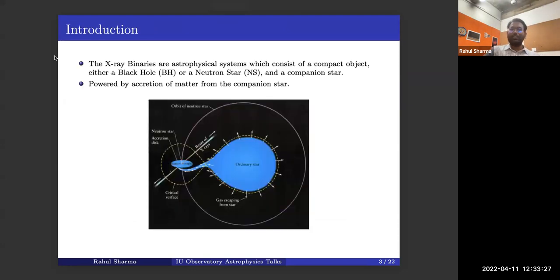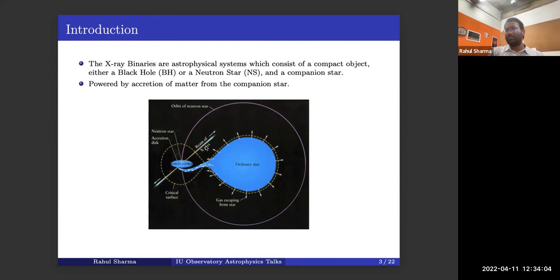X-ray binaries are astrophysical systems which consist of a compact object, which can either be a black hole or a neutron star, and a companion star. These systems are powered by the accretion of matter from the companion star onto the compact object. In this pictorial diagram, the companion star gives matter to the compact object, and this matter falls onto it through an accretion disk. When this matter falls onto the pole of the neutron star, we see an X-ray beam, or X-ray pulsation, when we are in the line of sight of these pulses.